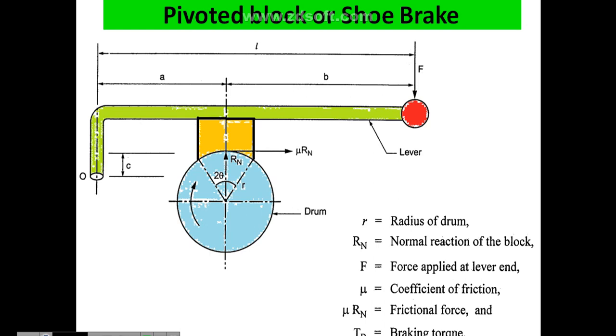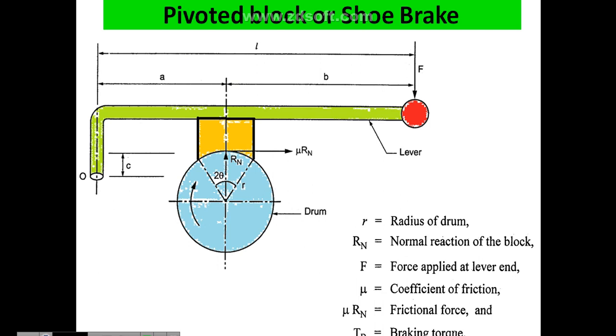So you can see the arrangement. There is a pivoted block or shoe brake shown in the figure. It has a lengthy handle that is pivoted at one end. Here you can see O is the pivot point for the lengthy lever. The lever also has a shoe portion in the middle that is pressed against the rotating drum. Here you have a drum-like structure shaded in blue. That is the thing we are going to slow down or stop.